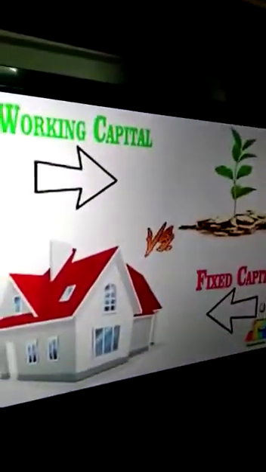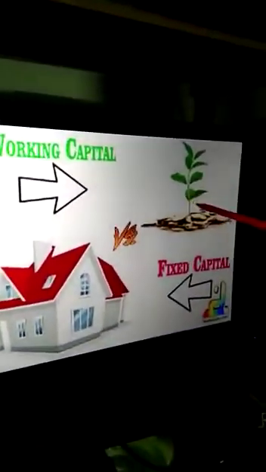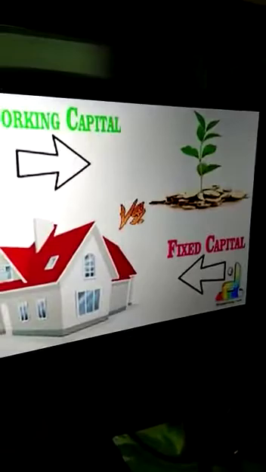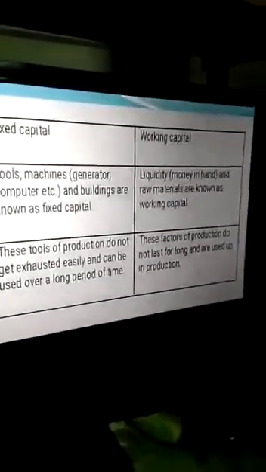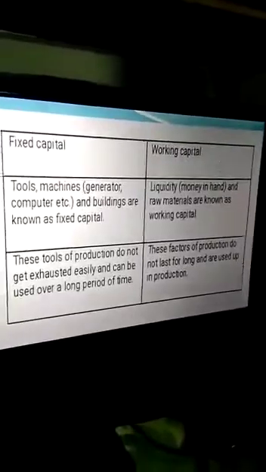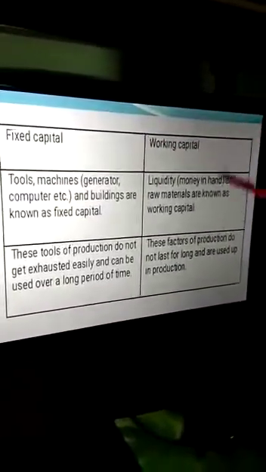Working capital means it can be raw material, and it can be money also. Buildings and equipment are fixed capital, while raw material as well as money come under working capital because they are changing. So let us discuss the difference between fixed and working capital.